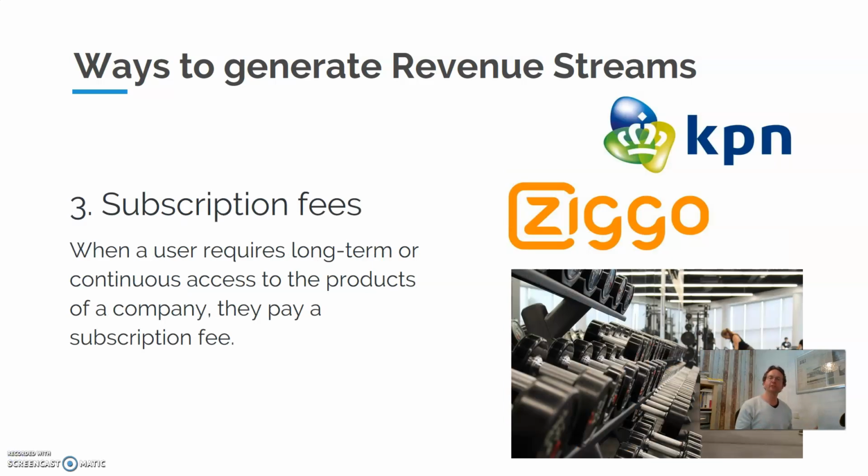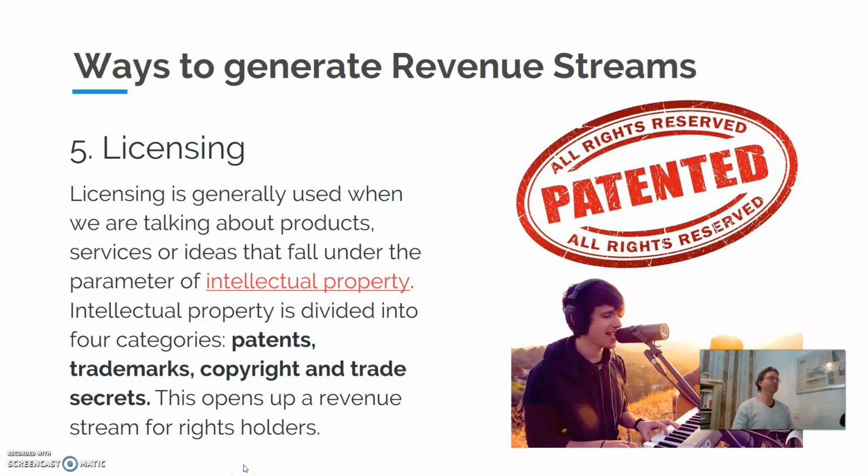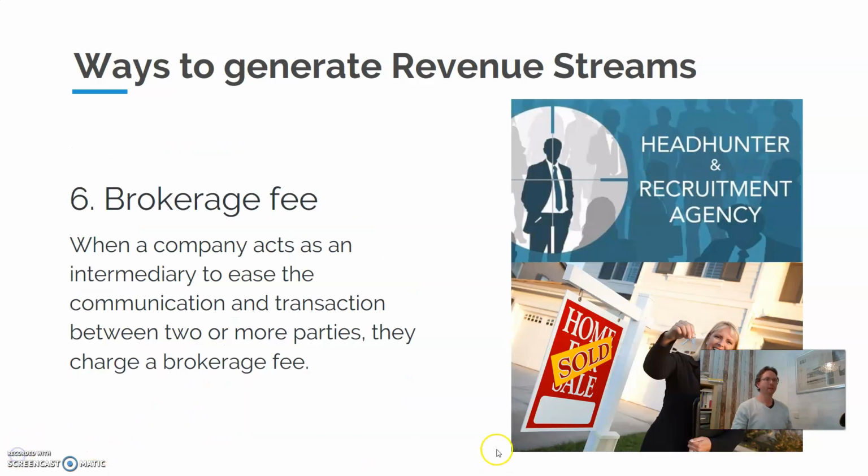Telecom providers usually charge you on a subscription basis. Lending, renting and leasing. Some organizations provide their customers with exclusive rights to their product for a limited amount of time for a set fee. Technology patents, trademarks, copyright and trade secrets are usually called intellectual property and could be licensed out to other companies and therefore could create a revenue stream. Real estate agents or headhunters usually ask for their intermediary services for a brokerage fee.